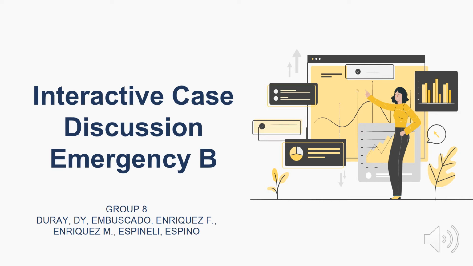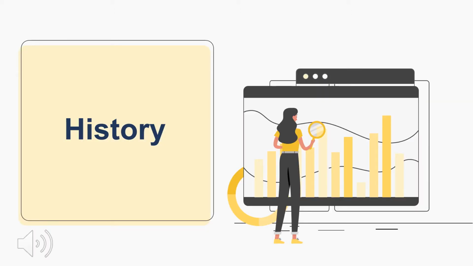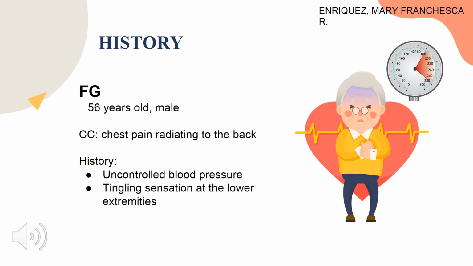Good day, we're Group 8 and we're here to present an interactive discussion about an emergency case. For history, we had our patient, FG, a 56-year-old male with a chief complaint of chest pain radiating to the back. His history shows that he has an uncontrolled blood pressure and presents with tingling sensation at the lower extremities.